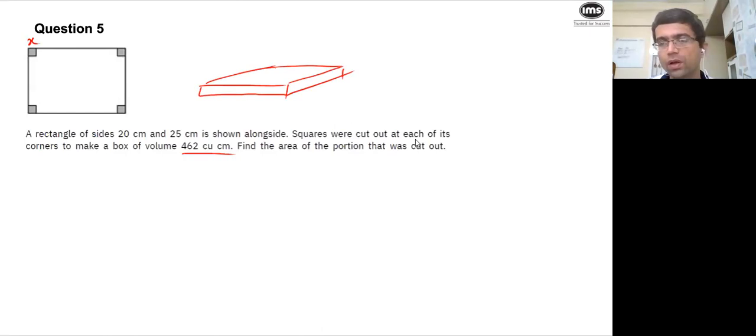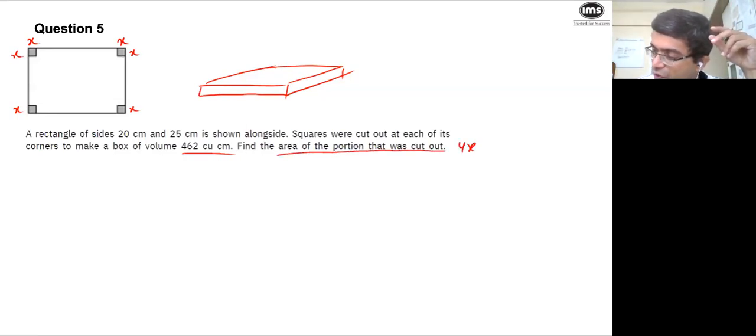LSA, Mansi, what is LSA? Find the area of the portion that is cut out. So these cut portions are what I am supposed to find. Once I cut the corners, I am supposed to find the area of those cut corners. What will be the area of the portion that is cut out?